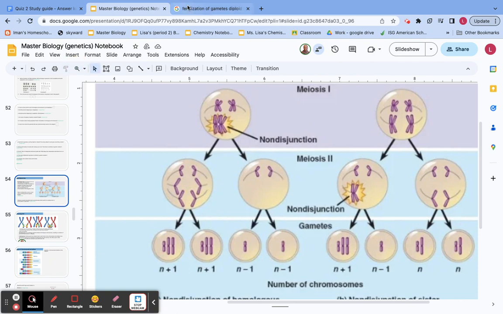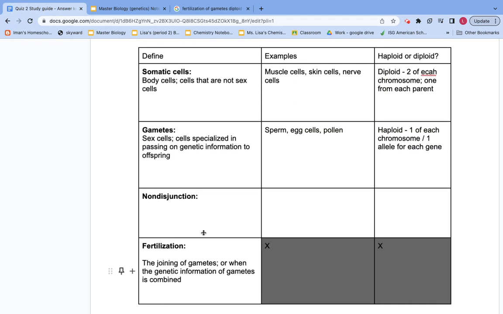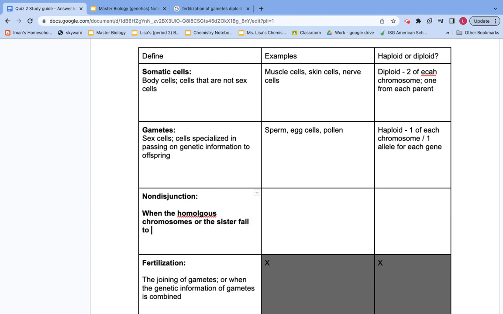Okay. So let's talk about this. Non-disjunction, what is it? It's when the homologous chromosomes or the sister chromatids fail to separate in meiosis. Okay.